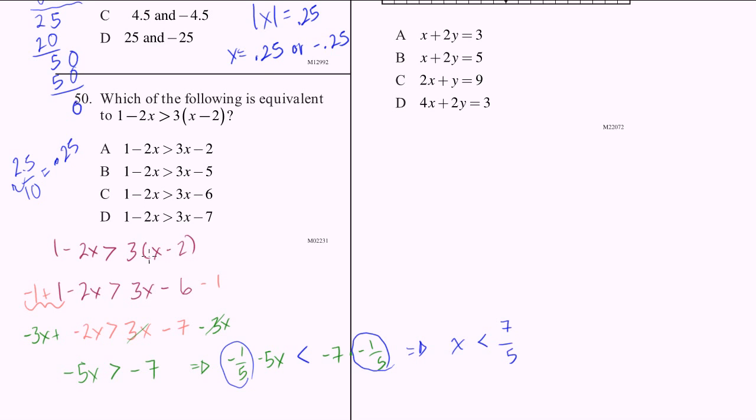Well, they just wanted that first step where I distributed the 3x minus 6. So that's all they did here, because they didn't change the left-hand side anywhere. They didn't change the inequality anywhere. So all I had to do is pick choice C right there.